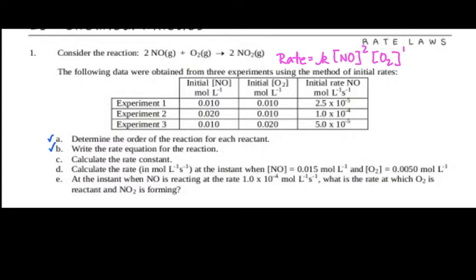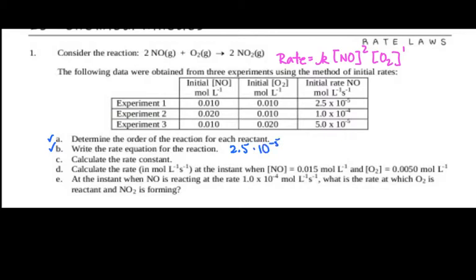So now we're going to calculate the rate constant, and to do that we take this rate law expression that we just determined in part B, and then we take this equation and we just substitute any of these lines into that equation. So I'm just going to use line 1, and I'm going to write those values substituted into that expression. So my rate, which is the initial rate given, is 2.5 times 10 to the negative 5th. I'm going to include my units.